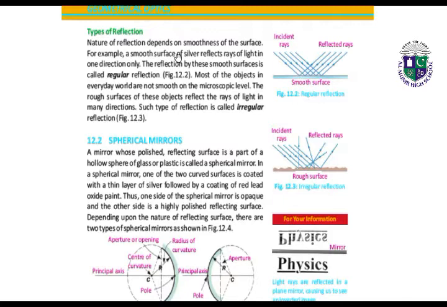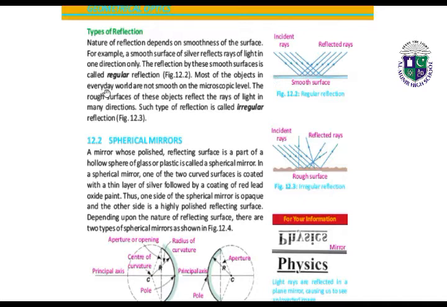For example, a smooth surface of silver. Here we have a smooth surface of a silver that reflects rays of light in one direction. The reflection by these smooth surfaces is called the regular reflection. So it will reflect in some regular sequence in one direction. So it is called the regular reflection.